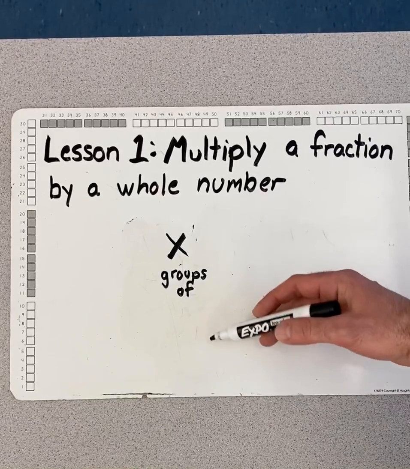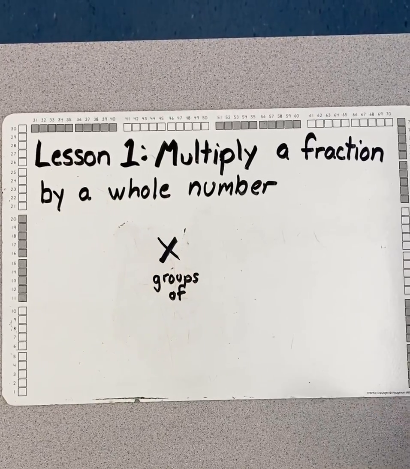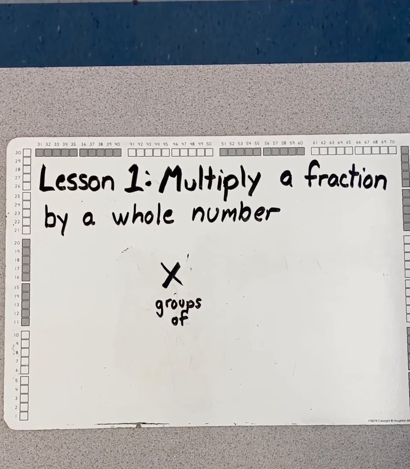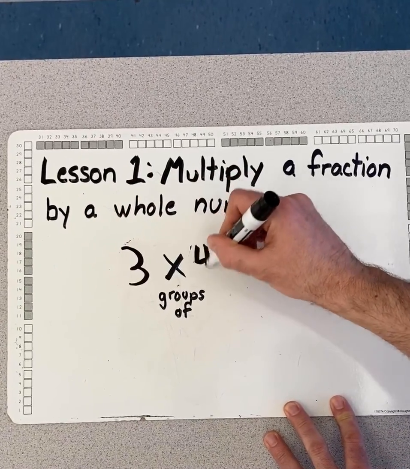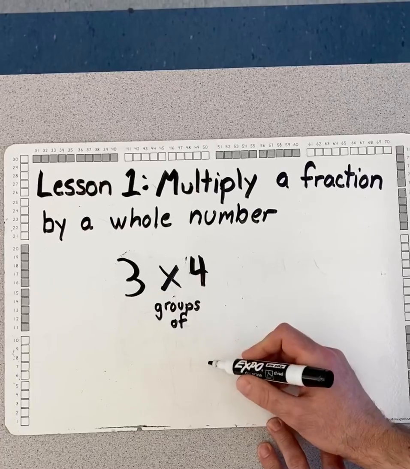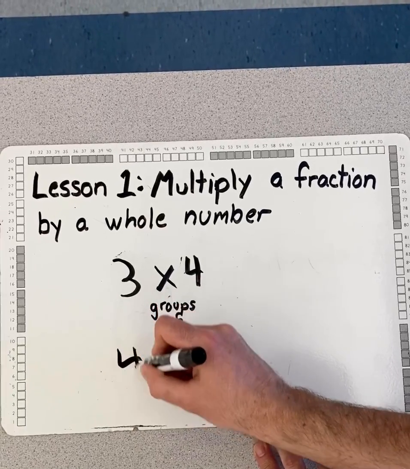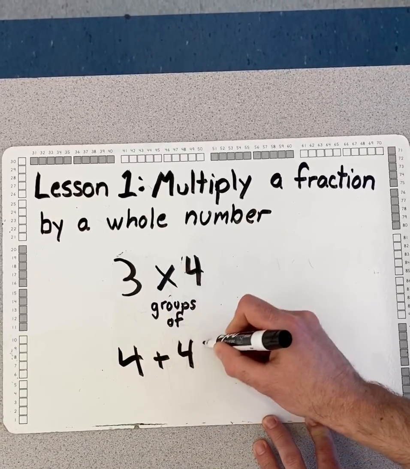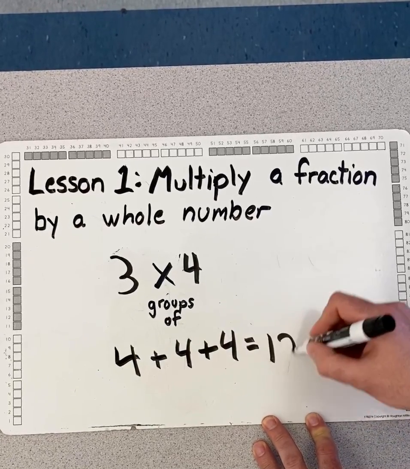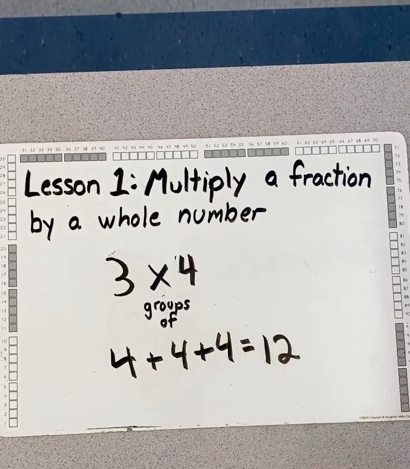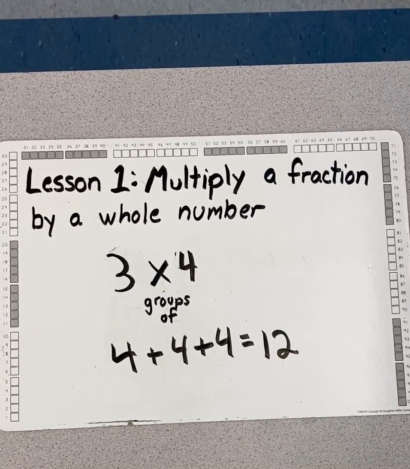As we've talked about in class, this multiplication symbol actually means groups of. So for example, 3 times 4 is the same as 3 groups of 4, which would be 4 plus 4 plus 4, which is the same as 12. We can use the same property when we're adding fractions.